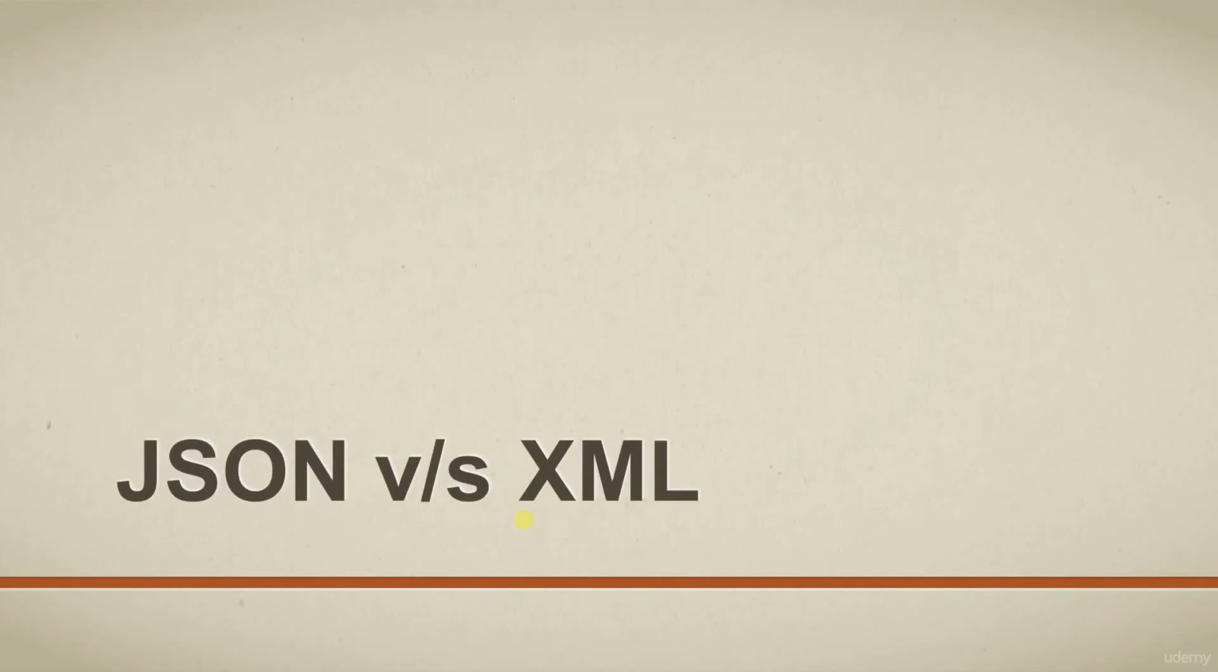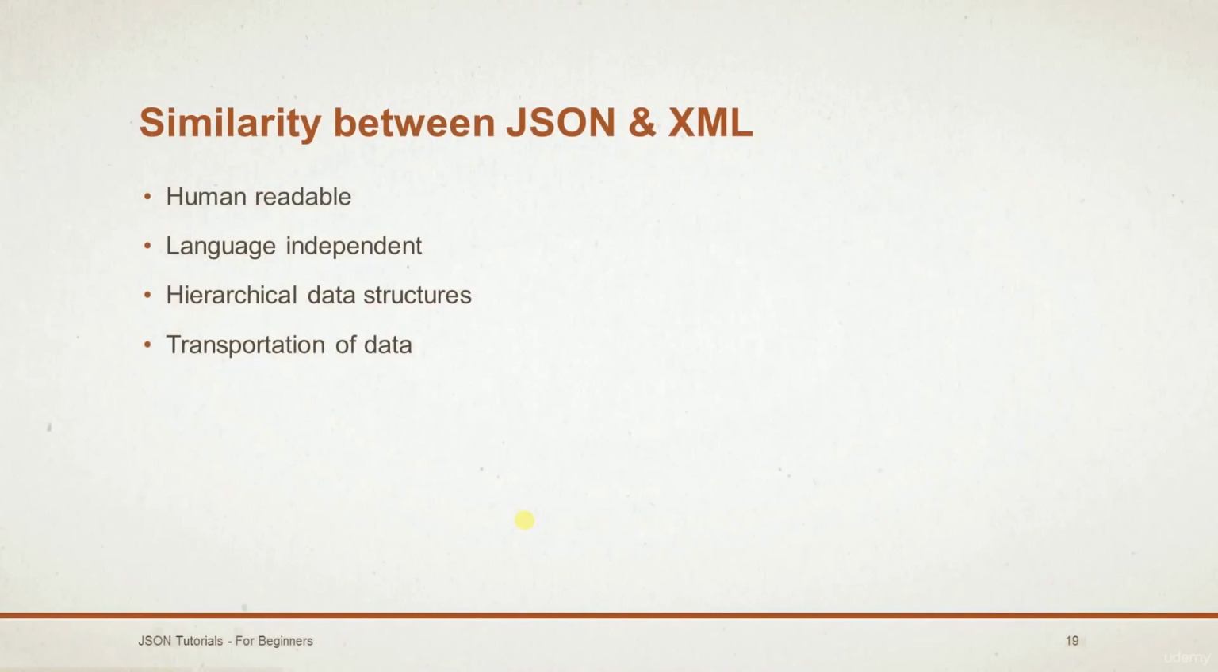Hello guys, in this lesson we will see the similarity between JSON and XML as well as the difference between both of them. Let's start with the similarity. JSON and XML are both human readable formats. Both are written in the form of text, therefore they can be easily understood by humans. Both are used by many programming languages, therefore they are language independent. XML and JSON are both designed for describing different kinds of hierarchical data structures and facilitating their transportation.